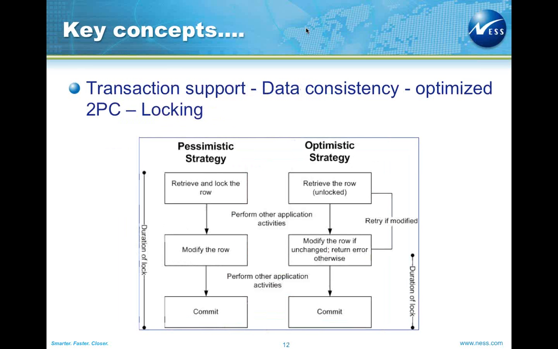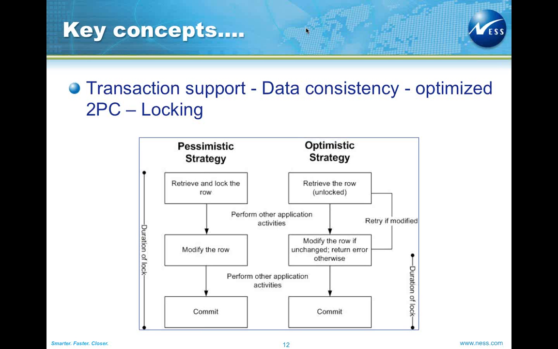So how about transaction support in case of IMDG? Ultimately my data has to be consistent in the in-memory instances that are hosted in the cluster. One of the ways of actually achieving this is through two-phase commit. The underlying locking mechanisms to achieve this depend on the scenarios.